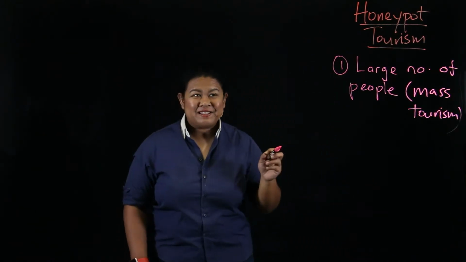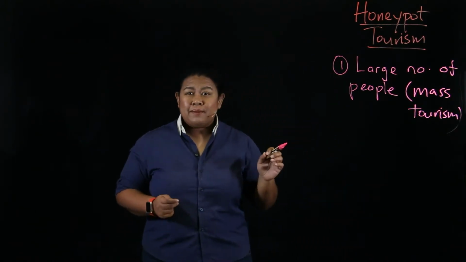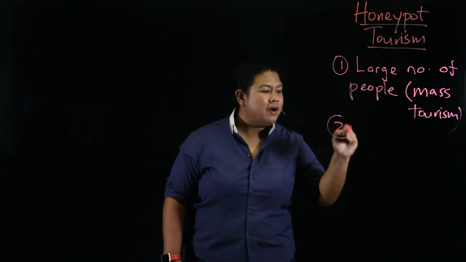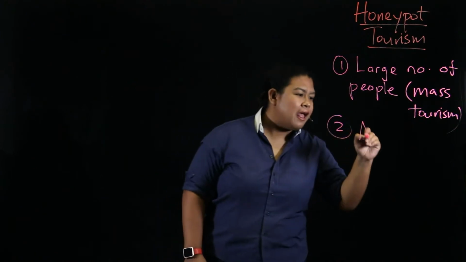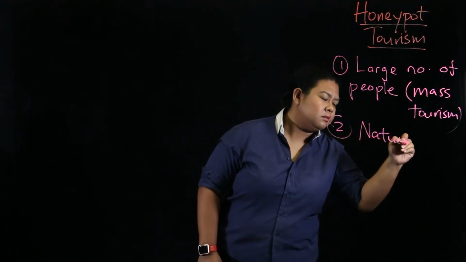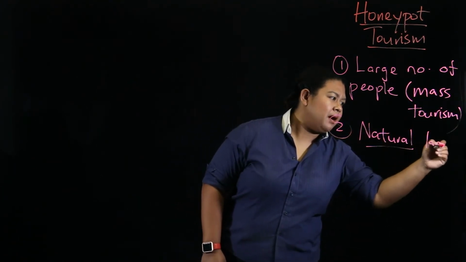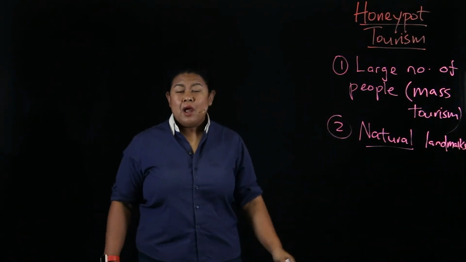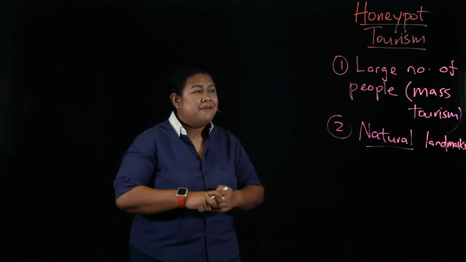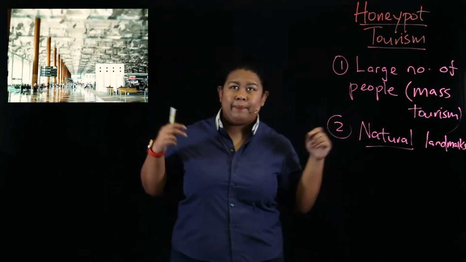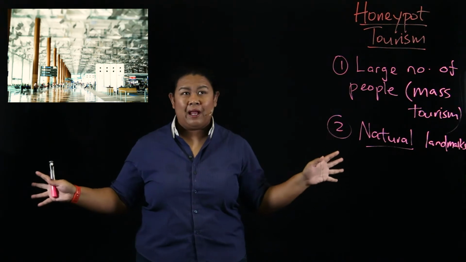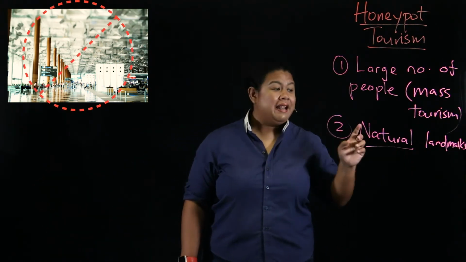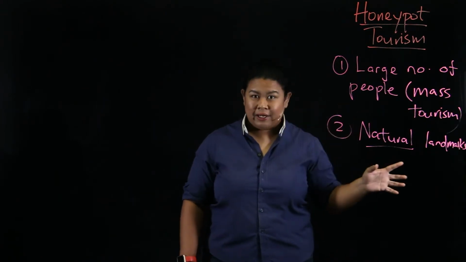Okay, next, can honeypot tourism occur anywhere? No, honeypot tourism can only occur in areas with natural landmarks. All right, what does that mean? So, let's say you travel to Changi Airport, wow, a very beautiful airport, blah, blah, blah. Is that a natural landmark? No, it's man-made. Natural means no man touched it, it's already there.